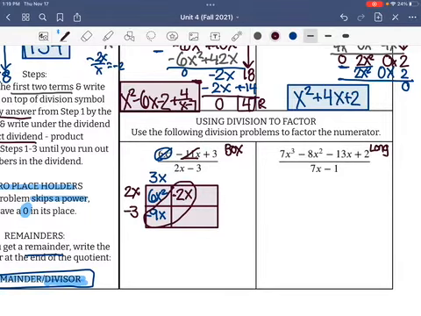And then 2x times what is going to be negative 2x? Well, that's just negative 1. And that makes my last number negative 1 times negative 3, which is 3. So it works, because that number is the same as that number. So my factors of this are 2x minus 3 and 3x minus 1.